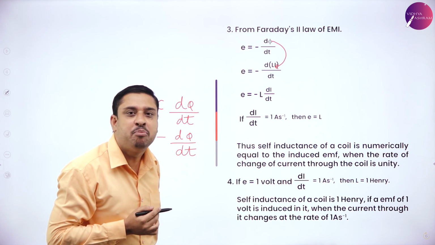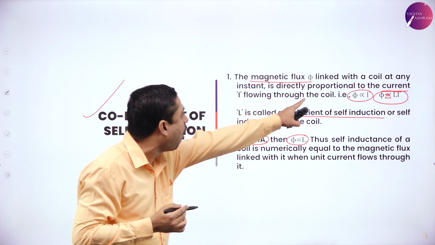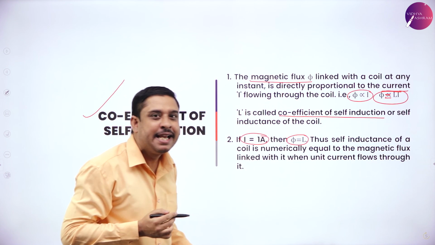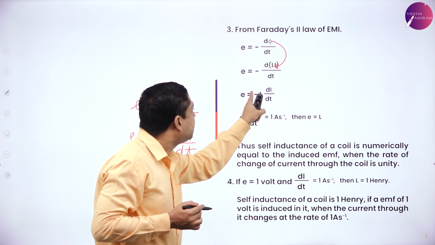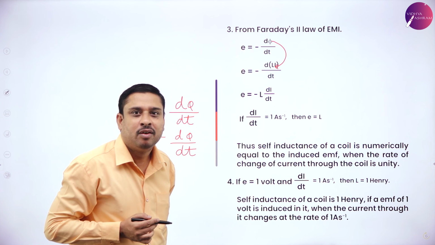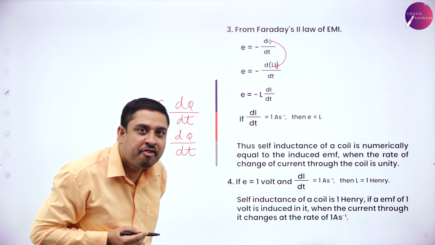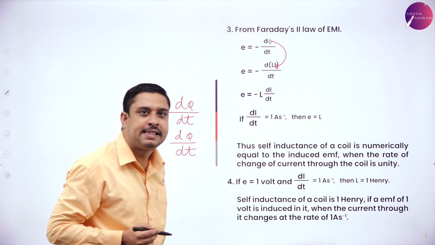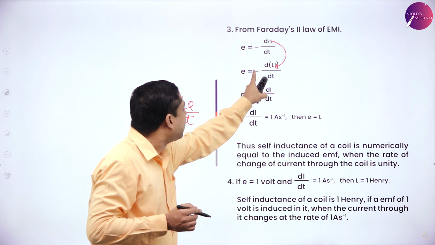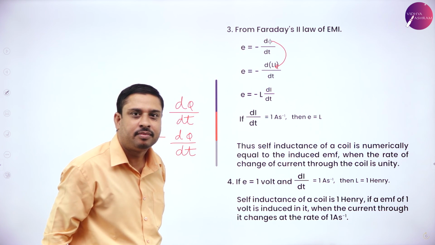phi is nothing but L into I. In the previous slide you saw phi equals L into I. L is a constant. What do I call it as? Coefficient of self-inductance. I take L outside. What remains? di by dt.